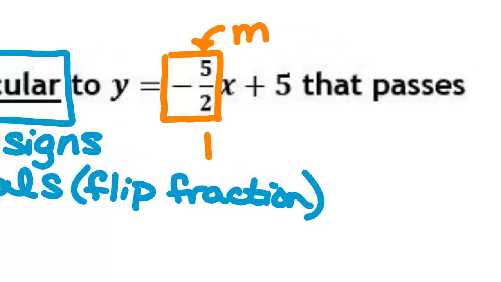So if I want the perpendicular slope, would it be a positive number or a negative number for my perpendicular slope? Positive, because it has opposite signs. This one's a negative. So my perpendicular slope is going to be a positive. They're always opposite signs. And then we take the fraction and we flip it over. What do I get if I flip that fraction over? 2 over 5.